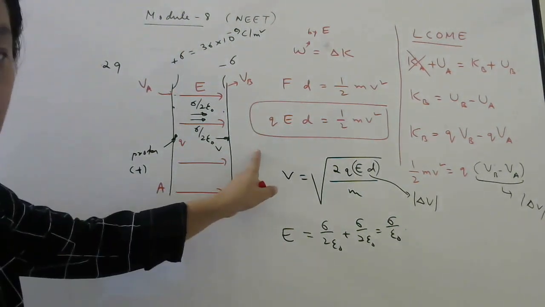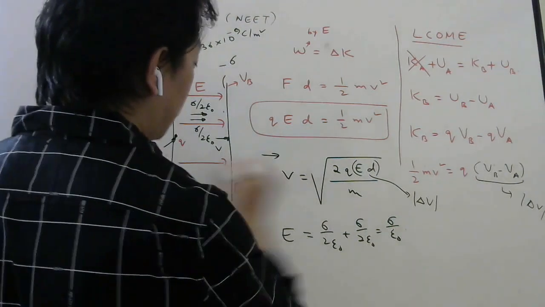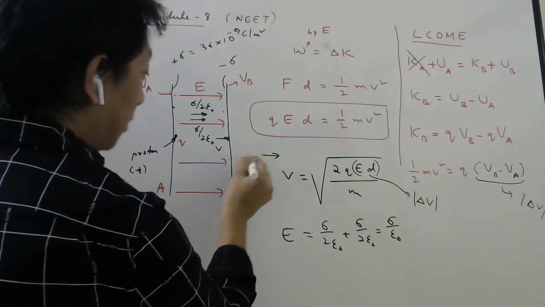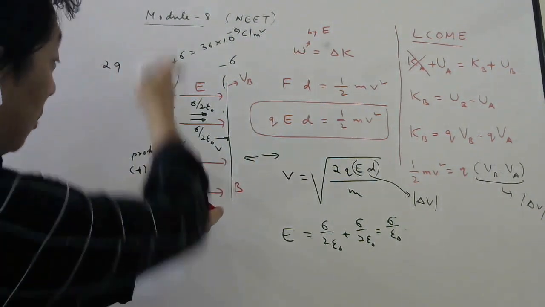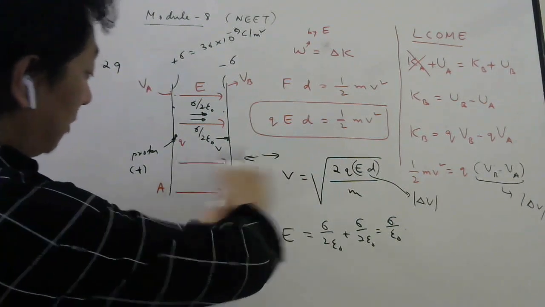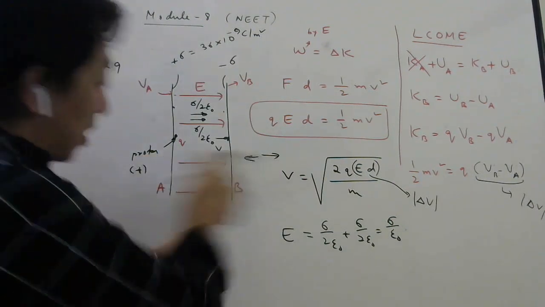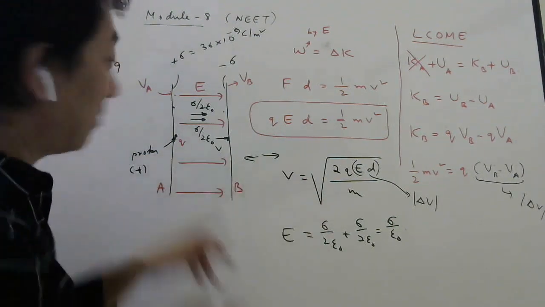Outside it will be 0, I know, because due to the positive plate it will be away, due to the negative plate it will be towards, so it will be opposite in direction. But in between the plates, due to the positive plate it is away from the positive plate, due to the negative plate it is towards the negative plate, so both are in the same direction.